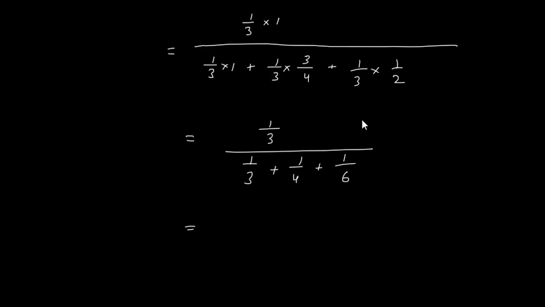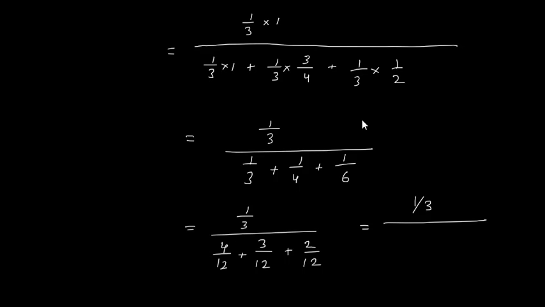We will take LCM of this 3, 4 and 6. So LCM of 3, 4 and 6 is 12. So this is 1 divided by 3 divided by, here it is 4 divided by 12 plus 3 divided by 12 plus here 2 divided by 12. So this is equal to 1 divided by 3 whole divided by 4 plus 2 is 6, 6 plus 3 is 9, 9 divided by 12.